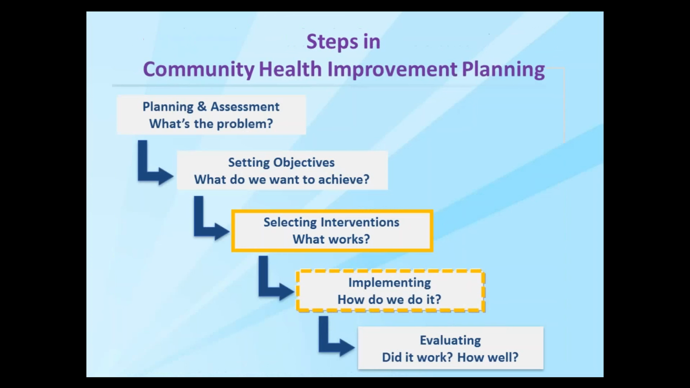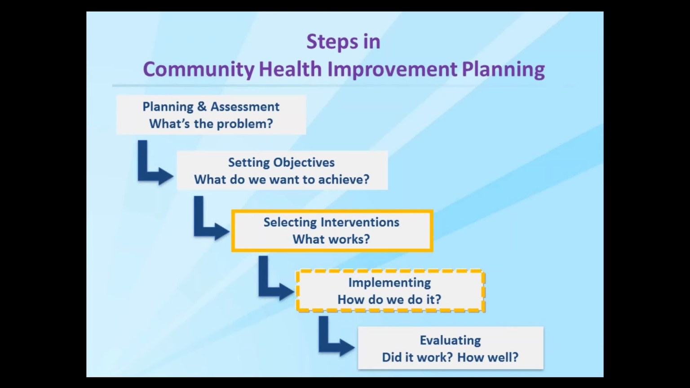Next slide, please. So many of you on the phone are trying to go through this community health improvement planning process. And although you might have your own models according to your own backgrounds, they have, in general, the same basic steps. The first step is to identify what the problems are in your community, the assessment itself. Then to set objectives. What is it we want to achieve?